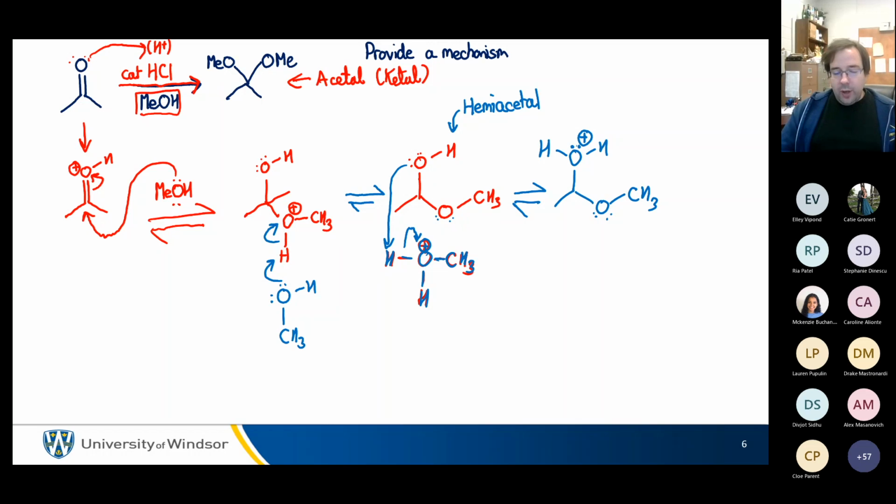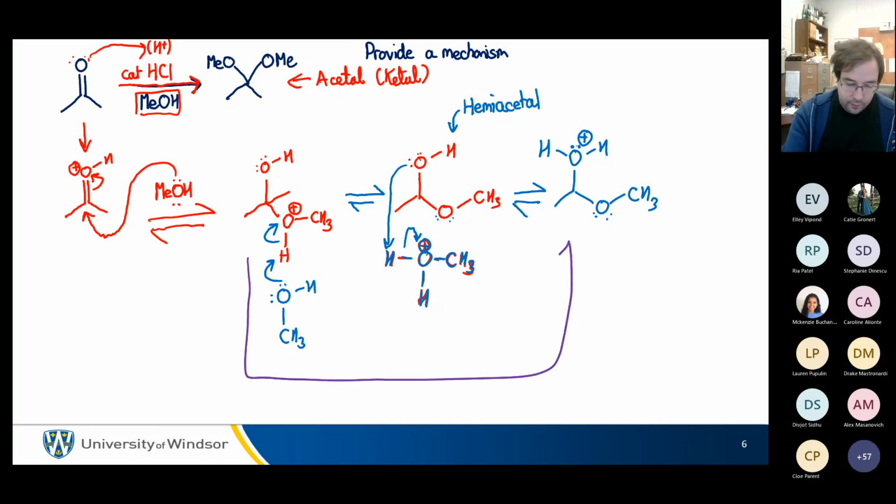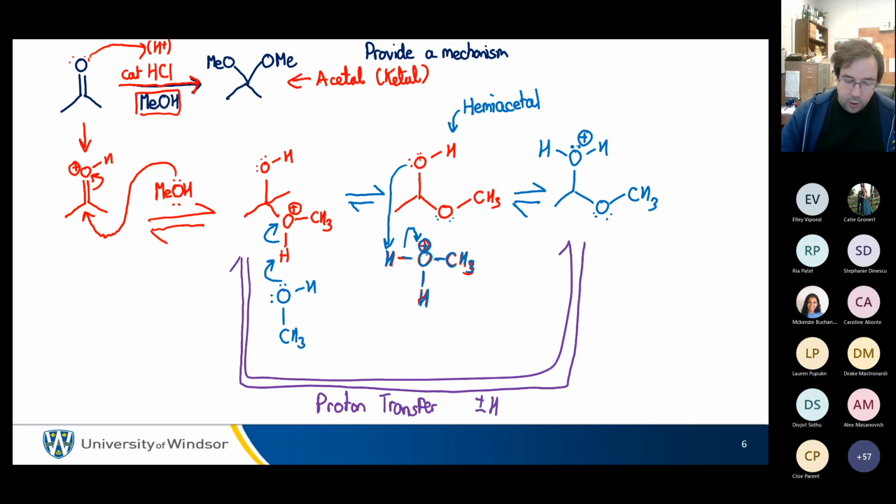So what we have essentially done is, I'm going to start a new page in a moment because I don't want to get this too crowded. But what we've essentially done is a proton transfer here. Using the term proton transfer, it can also be written as plus or minus H plus. So we removed an H plus, we add an H plus. We essentially moved an H plus around from one oxygen to the other.